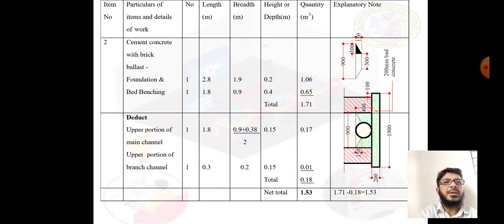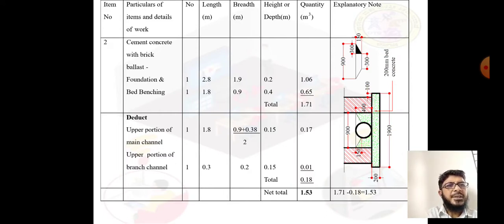Its length we have already seen in the previous slide, its length is 2.8 meter. Then its breadth is 1.9 meter, and thickness is 20 centimeter or 0.2 meter. So we get a quantity of 1.06 meter cube.